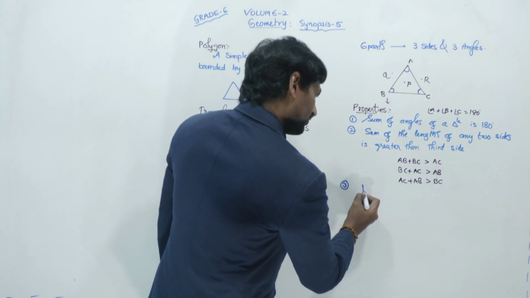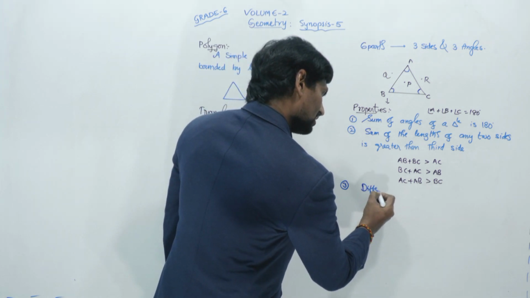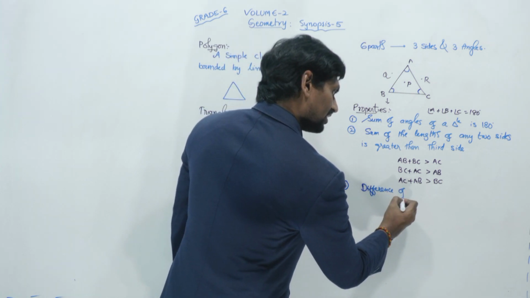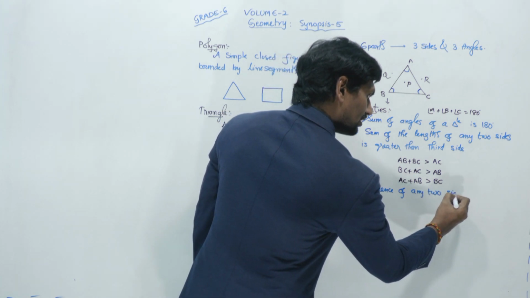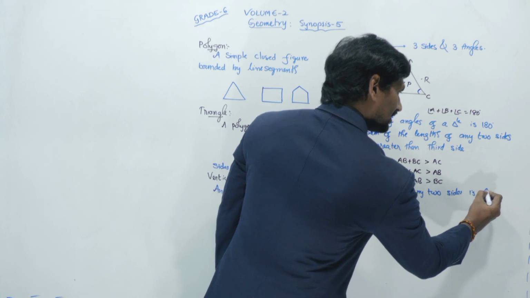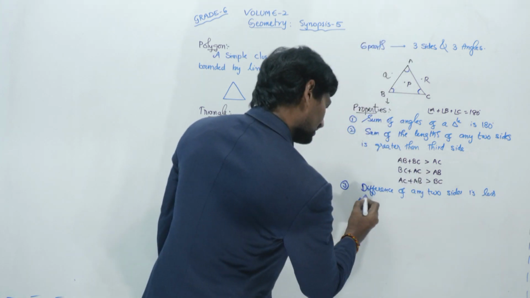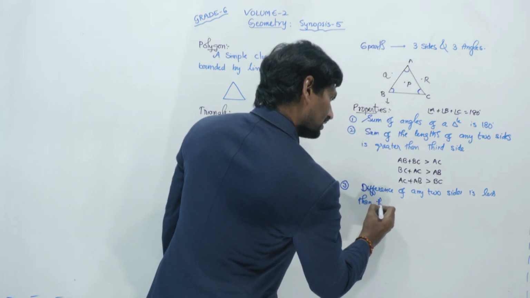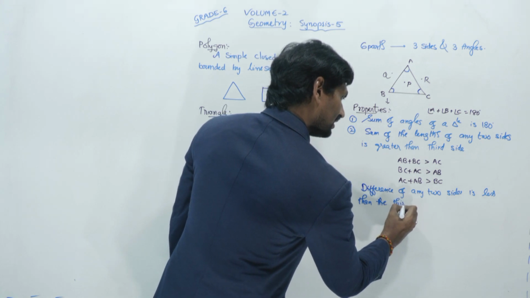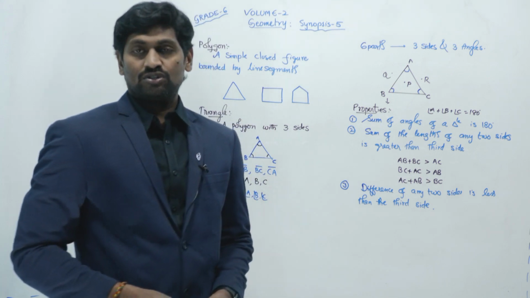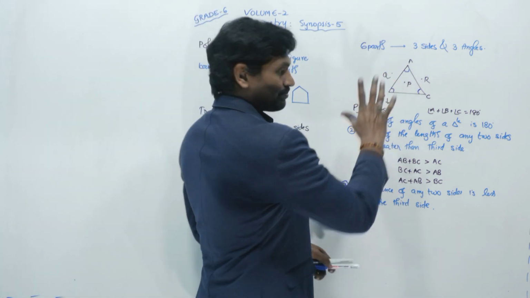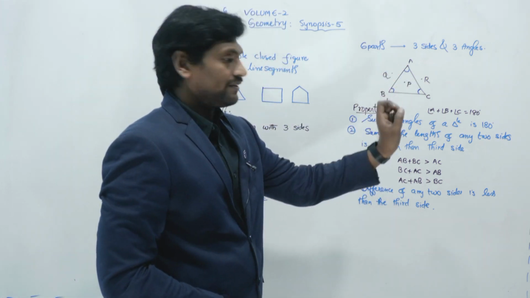Okay? So the difference of any two sides is less than the third side. So difference means AB minus BC should be less than AC.